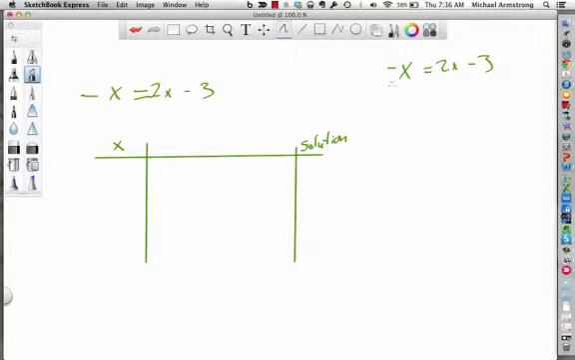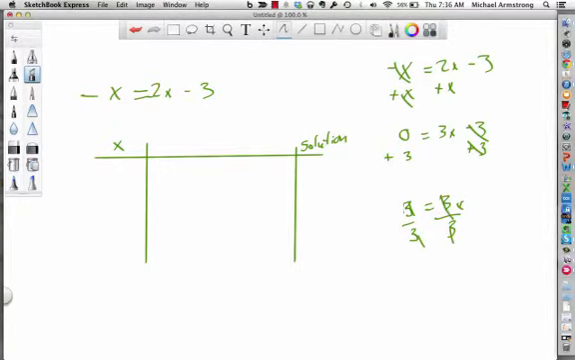And I want to get everything together, so if I add x to both sides, this goes to 0, and this goes to 3x minus 3. And then this looks a little funny, so I'm going to add 3 to both sides. So 3 equals 3x. Negative 3 plus 3 cancels out. 0 plus 3 is 3. And then I'm going to divide both sides by 3. 3 over 3 is equal to 1. So x times 1 is equal to 1. And we don't have to write that 1, it's just x. Okay, so we see the solution, x is equal to 1.